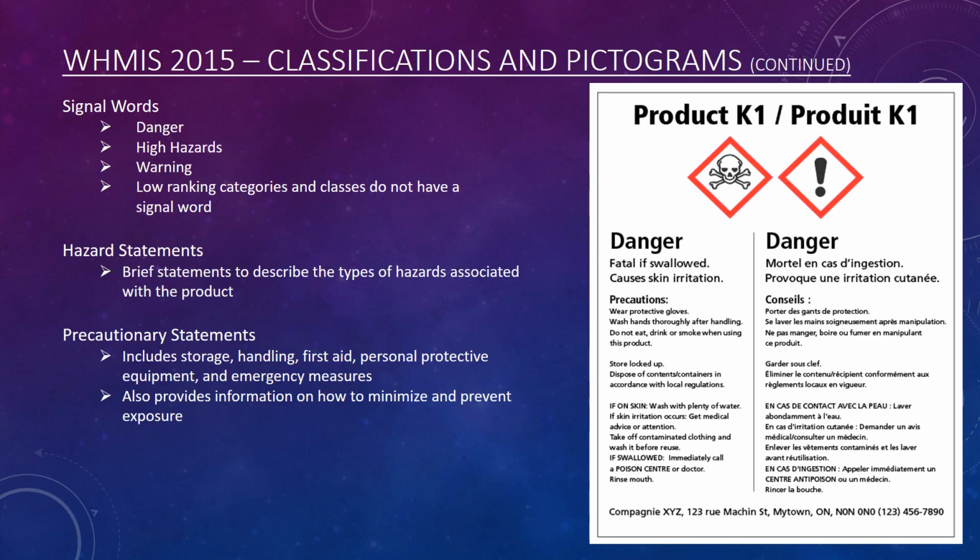Signal words: danger, for high hazards, and warning. Low-ranking categories and classes do not have a signal word. Hazard statements: brief statements to describe the types of hazards associated with the product. Precautionary statements include storage, handling, first aid, personal protective equipment, and emergency measures. Also provides information on how to minimize and prevent exposure.